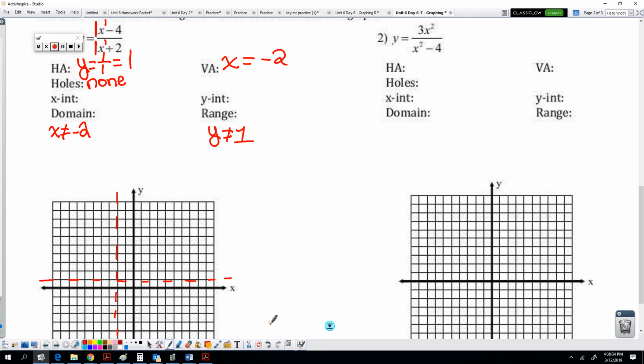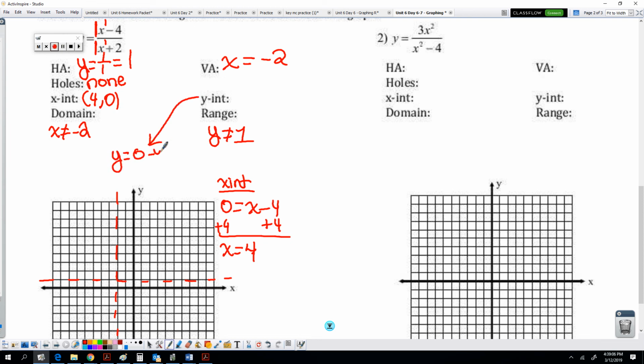To find out your x-intercept, what you're going to do is set your numerator equal to 0 and solve. So that is your x-intercept. It is (4, 0). Now to find out your y-intercept, what you're going to do is plug in 0 whenever you see an x. So then your y-intercept is going to be (0, -2).